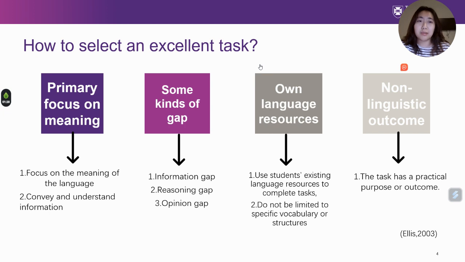Secondly, there should be some kinds of gaps, including information gap, reasoning gap, opinion gap, and so on. Next requirement is using students' own language resources. It means students should not be limited to specific vocabulary or structures. Finally, the outcome of the task should be non-linguistic, such as a completed project or a solution, ensuring that the task is not just a language exercise, but has a practical purpose or outcome.